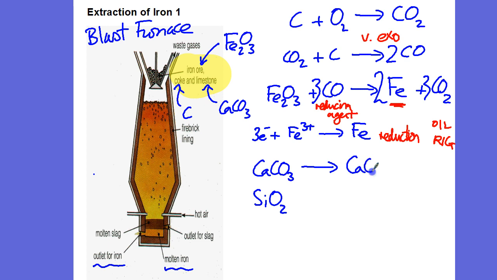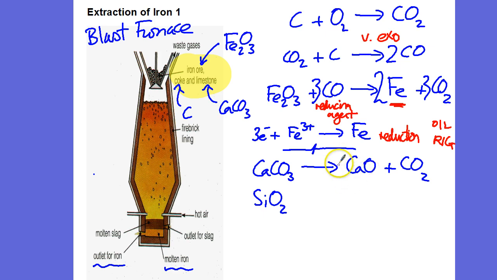It forms calcium oxide and carbon dioxide. I'm just going to put a little line here because this is the production of iron up here. Down here, this is the removal of impurities. So the calcium carbonate thermally decomposes to form calcium oxide and carbon dioxide.